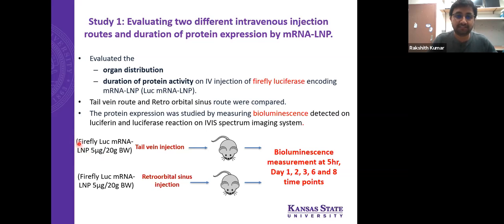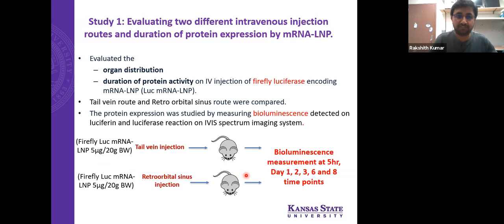They injected firefly luciferase encoding mRNA by tail vein injection as well as retroorbital sinus injection at a dose of 5 micrograms per 20 grams of body weight of mice. The protein expression was studied by measuring the bioluminescence detected from the luciferin and luciferase reaction on an IVIS spectrum imaging system.